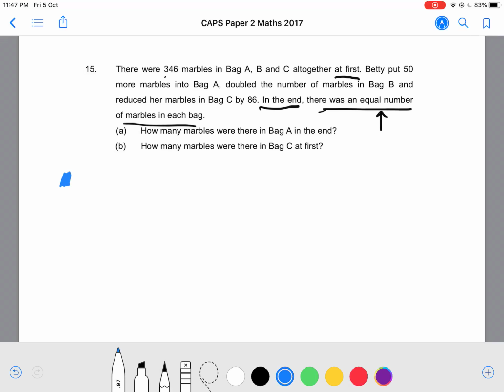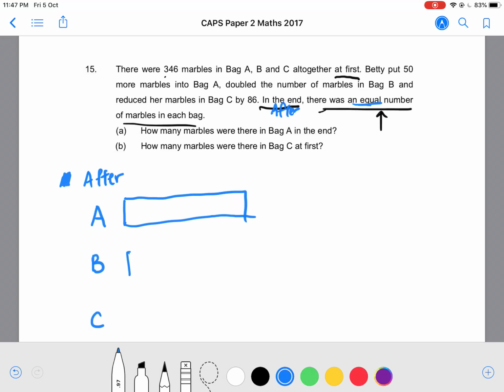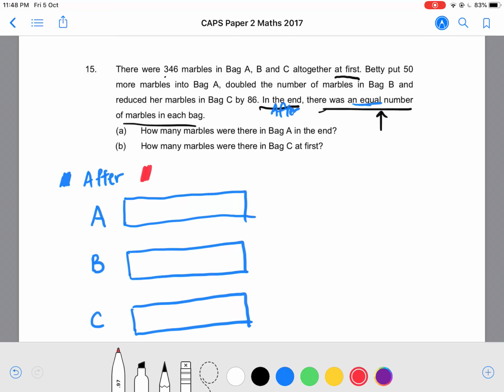Alright, now let's do color coding again. This is for after. And there was an equal number. So we're going to have bag A, bag B, and bag C, having an equal number. Now we need to travel back in time. This is definitely the case of before. So let's look at bag A first. Betty put 50 more marbles into bag A.